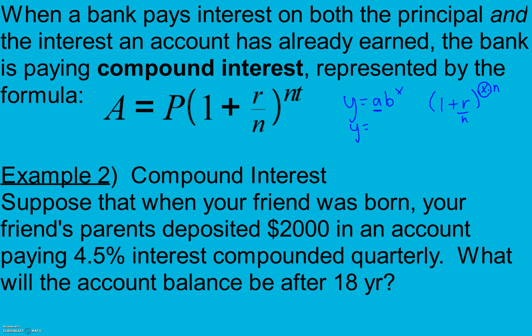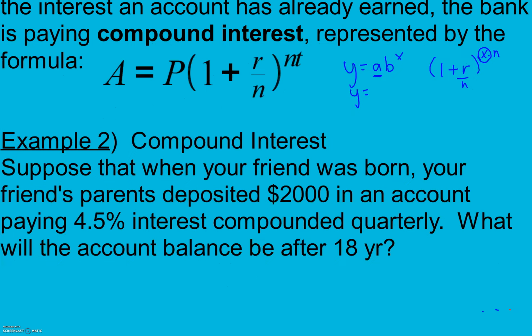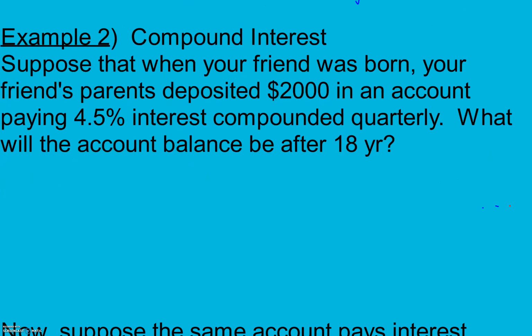So in example 2 here, we have compound interest. Suppose that when your friend was born, your friend's parents deposited $2,000 in an account paying 4.5% interest compounded quarterly. What will the account balance be after 18 years?